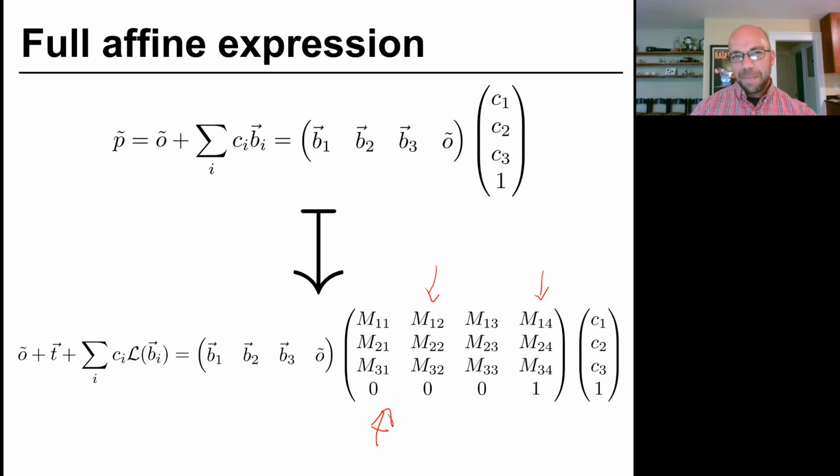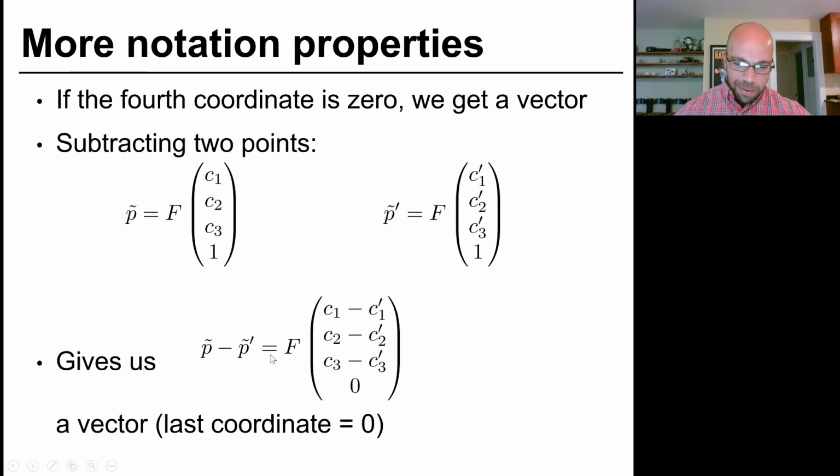Essentially, this is a way to patch up a hole in linear algebra, right? Linear algebra doesn't know how to translate because it works on vectors and not points. So the way that we're going to do it is we're just going to add a fourth coordinate for points and extend linear algebra to 4x4 matrices. And in fact, it gets cooler than that. So let's say that I have 2 points, p tilde and p tilde prime.